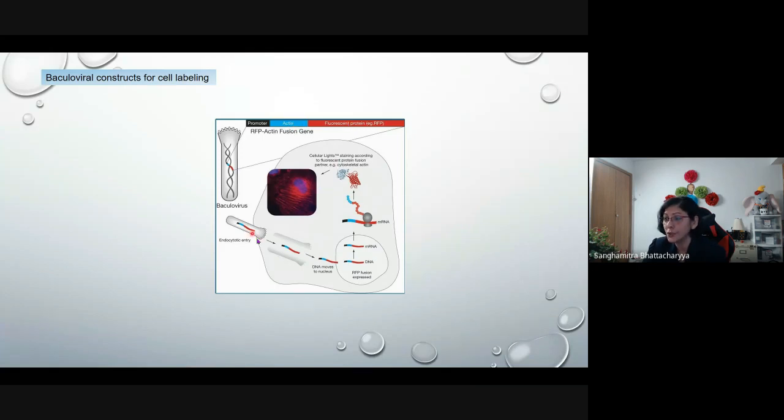So what we do is we package the baculovirus with this fusion construct, and through an endocytotic entry, the fusion construct is released inside the cell. It travels to the nucleus. It is transcribed to the corresponding mRNA, gets released in the cytosol, and the fusion protein gets translated in the cytosol. And because of this actin sequence, the protein is directed towards the actin filaments where it fluoresces, where this red fluorescence protein comes into function.